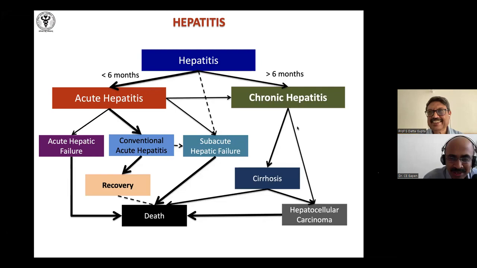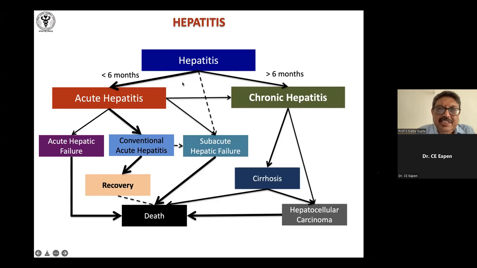Okay. Right. Thank you. So now, we'll just go into hepatitis. Why I put this up was, now hepatitis is divided into acute and chronic with the 6 months cutoff. So who found out the 6 months gap? What is the big deal in 6 months? The reason it is 6 months is that in the 1960s, there was a good paper in Lancet, in 64 or 66, I think.